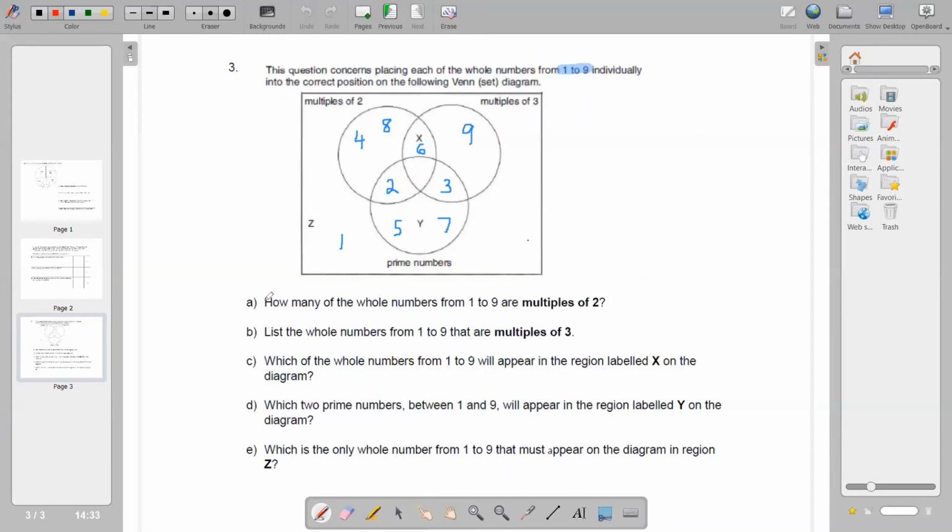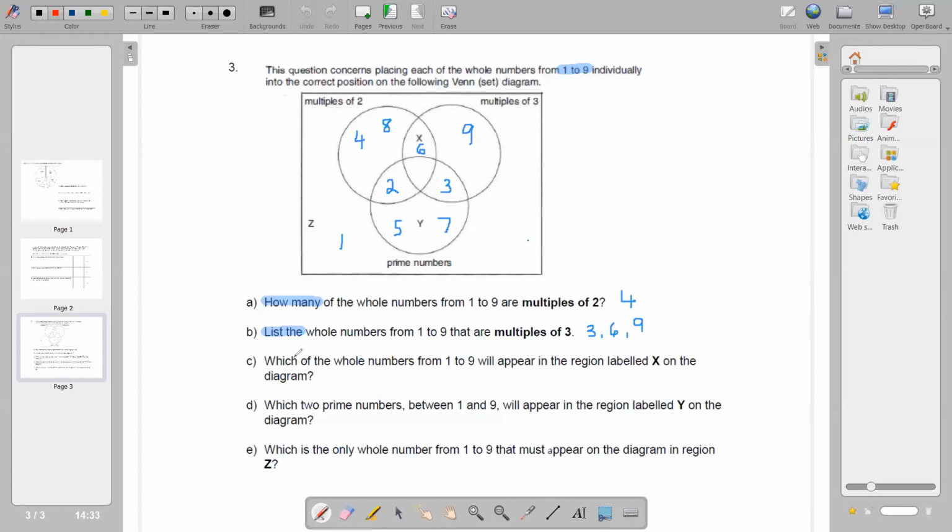In question A, they're asking how many of the whole numbers are multiples of 2? Well, I would have a look here in my multiple of 2 section, and I have 4 numbers sitting in there. So the answer to that one would be 4. The next question asks me to list the whole numbers from 1 to 9 that are multiples of 3. So my answer here would be all of the numbers that fall in the multiple of 3 circles. So that would be 3, 6, and 9.